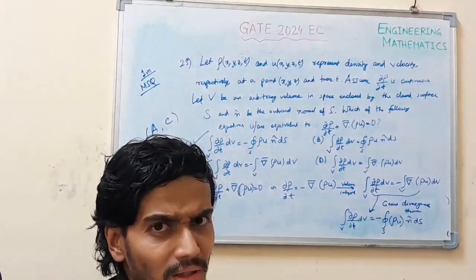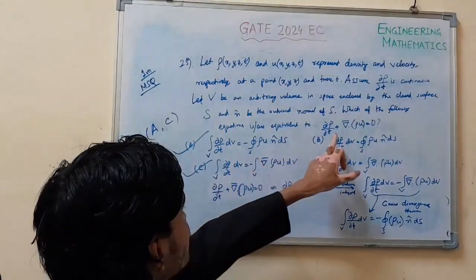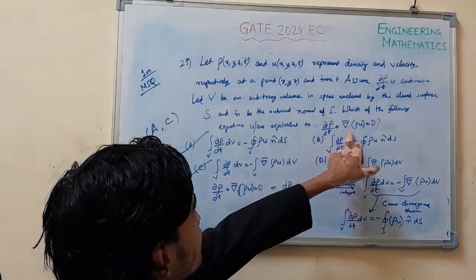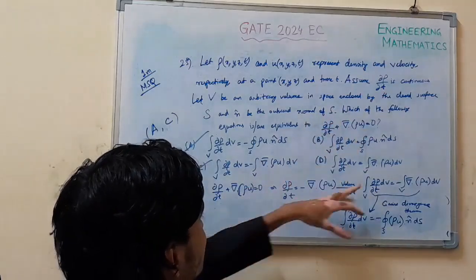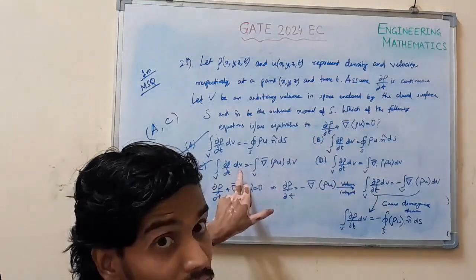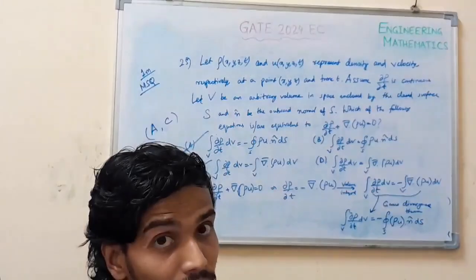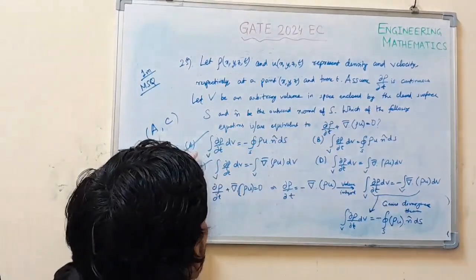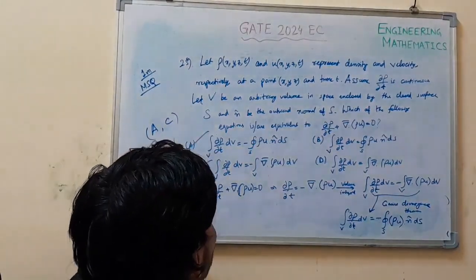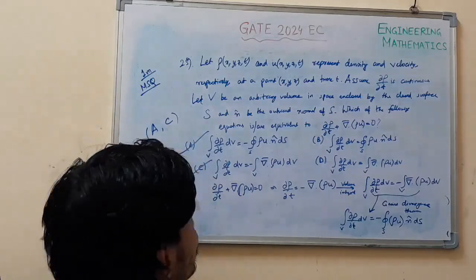So the solution to this question follows a very basic approach. For the differential equation, we rearranged it, put this term on the RHS, then we took the volume integral on both sides. We obtained one of the options. Then we applied the Gauss divergence theorem, converted the volume integral to a surface integral, and got the other equivalent equation. So we obtained the right answers A and C.